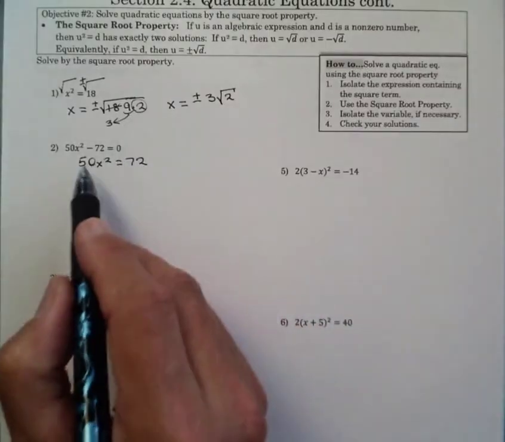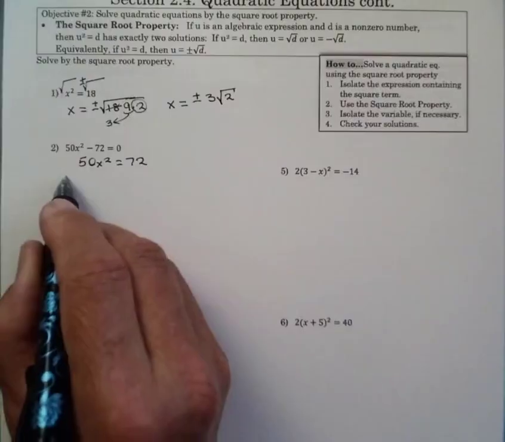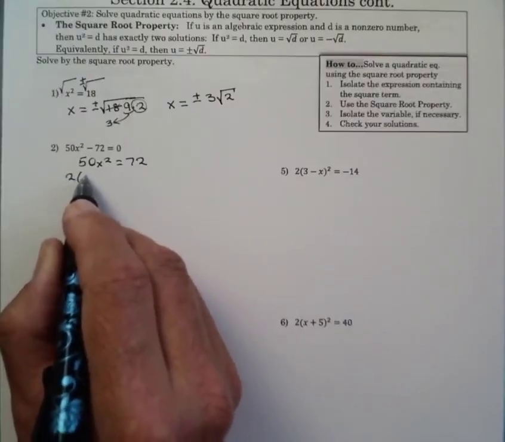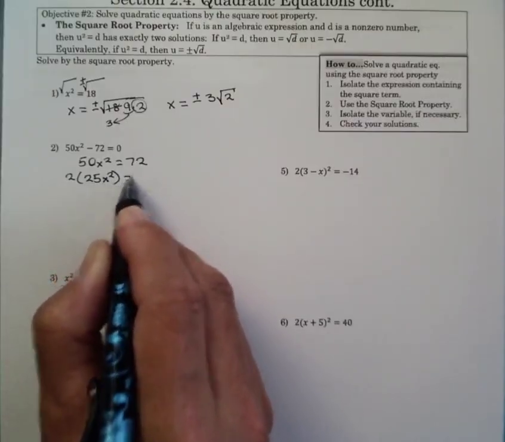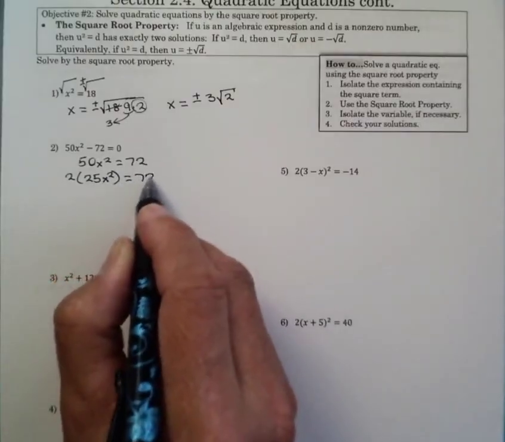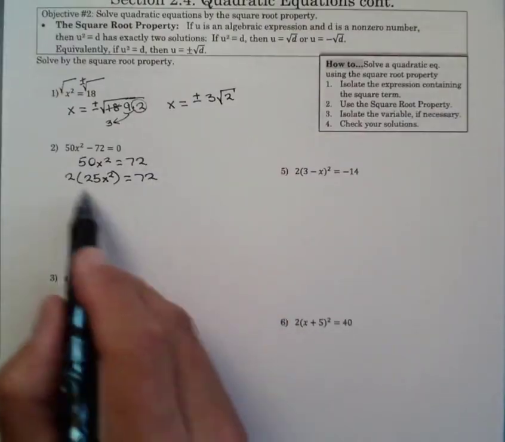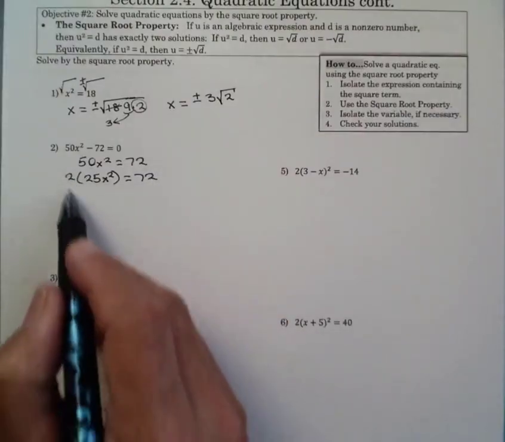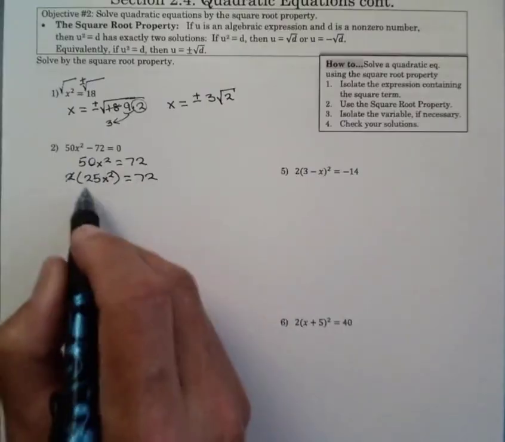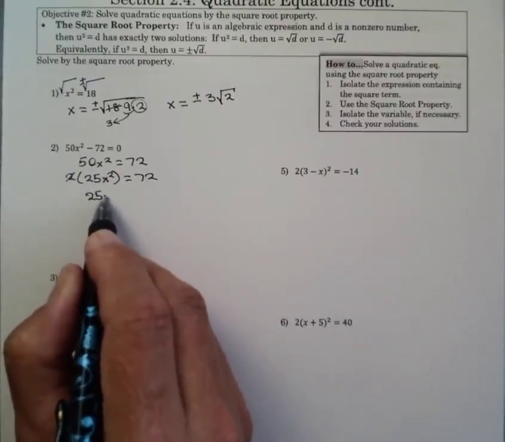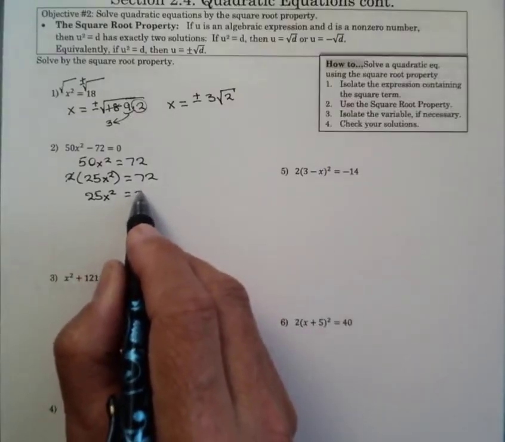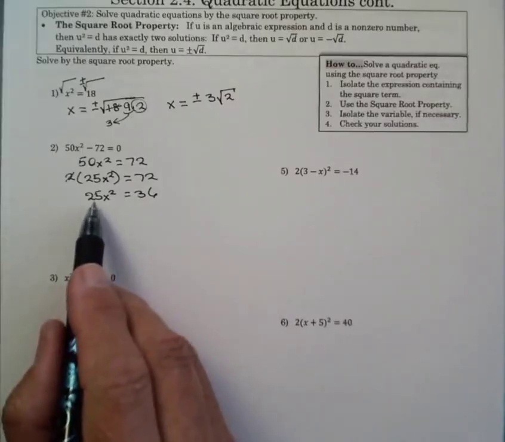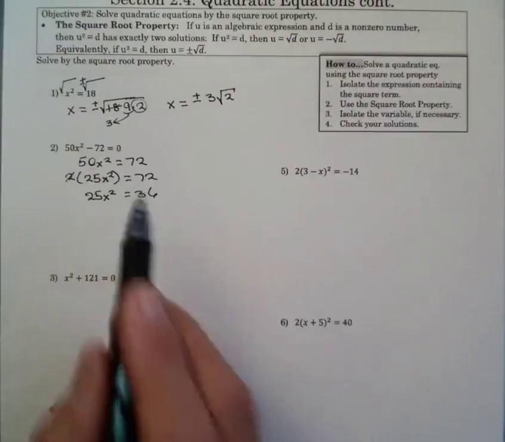Now, I can factor out a 2, and if I do that over here, I have a perfect square. Now, how would I get rid of that 2? Well, I'll divide both sides of my equation by the 2. So that would make this go away, and I would have just 25x squared. And 72 divided by 2 gives me 36. So now I have a perfect square, and that's what I was working for. Perfect square on this side, and it doesn't really matter about the other side.